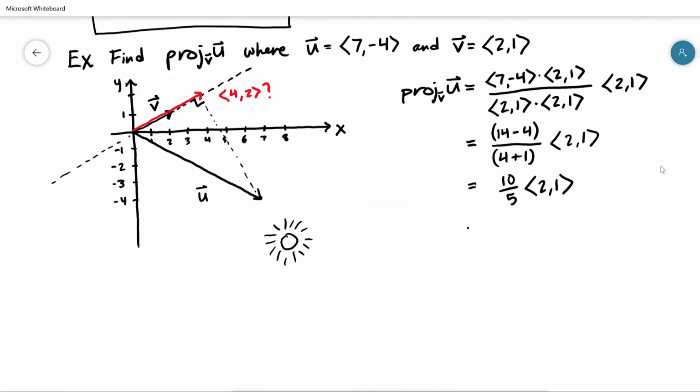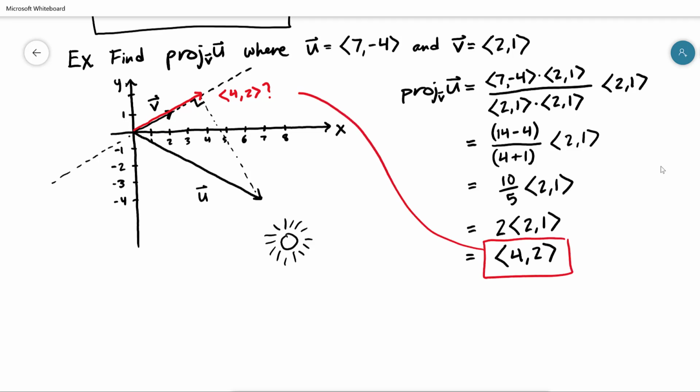And what is 10 divided by 5? Well, by golly, it is 2. And distributing that 2 through, we do indeed get the vector 4, 2. There is our answer. And indeed, it matches the answer that our picture indicated looked pretty plausible. So that's an example of actually computing one of these projections.